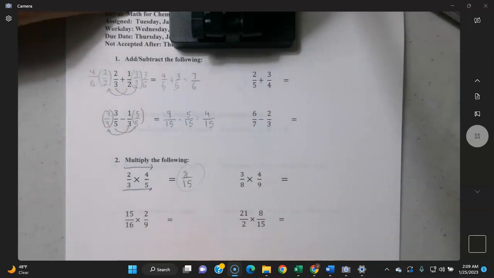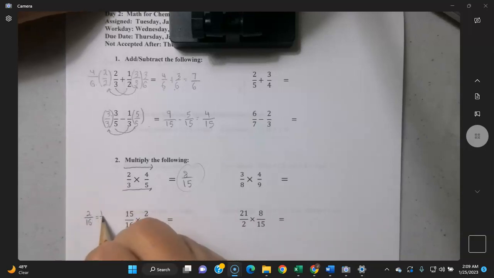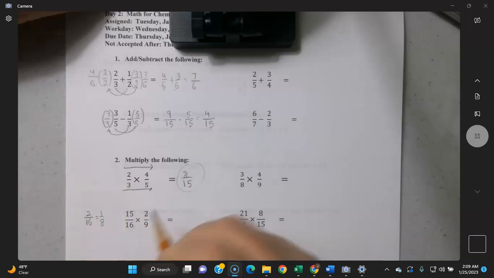Down here, now what we're going to do and what you should do is reduce before you multiply. You can reduce across a times sign. In other words, you can reduce 2 and 16 the same way as if they were one right over the other. 2 over 16, which you could reduce down to 1 over 8. So we're going to do that here. 2 goes into 2 one time. 2 goes into 16 8 times.